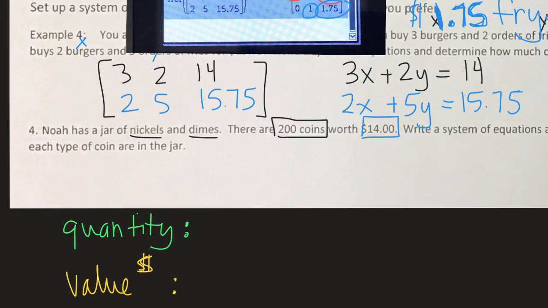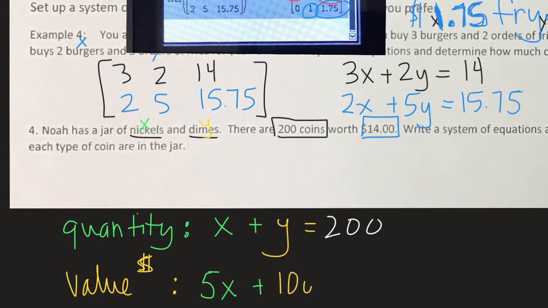So we have nickels and dimes. Let's call nickels X, and we'll make dimes Y. So if I were to add my nickels and my dimes, how many would I have? 200, right? So I have X plus Y equals 200. Some amount of dimes plus some amount of nickels equals 200 total coins. And now, what about my value? What is every nickel worth? 5 cents. So there's a couple ways we can write it. We can write it as 5 cents, plus, how much is a dime worth?